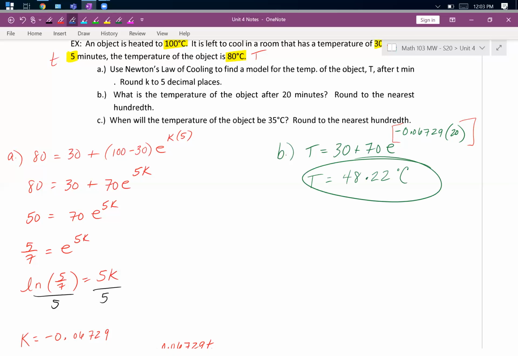T equals 48.22 degrees Celsius. You got it. Questions, anybody?